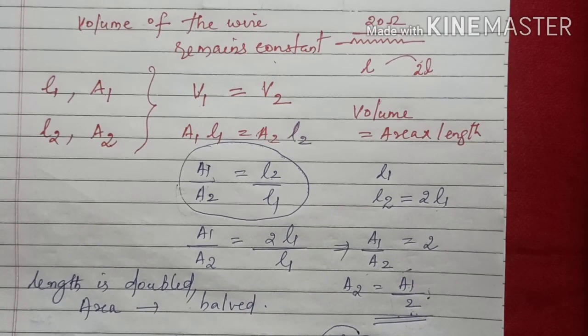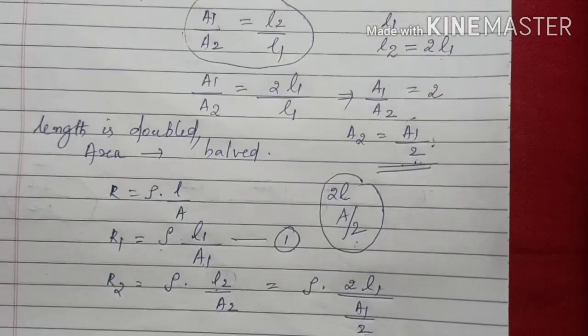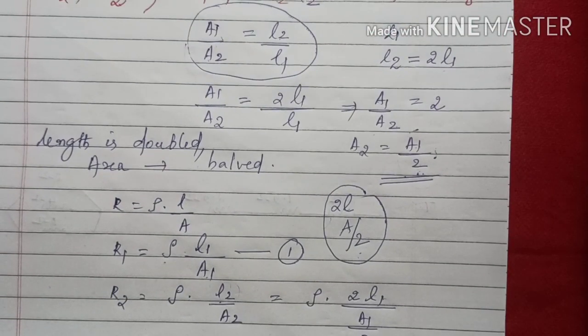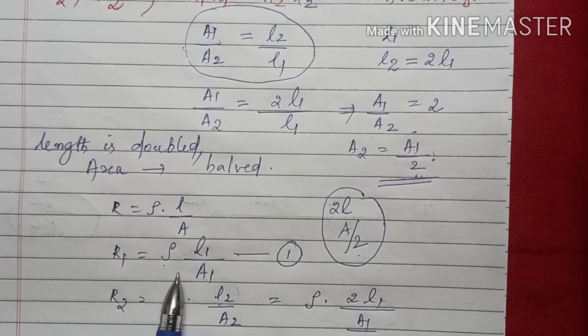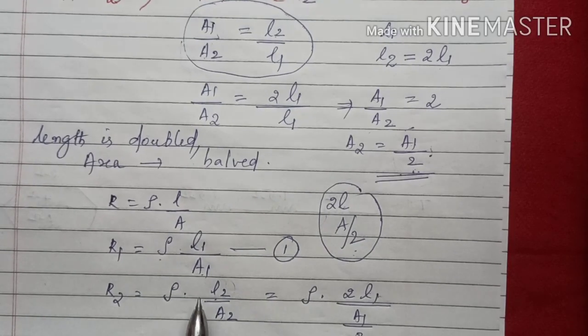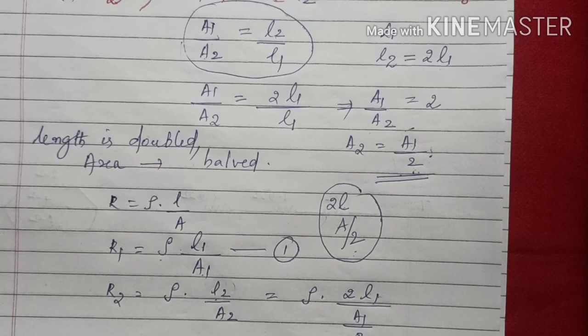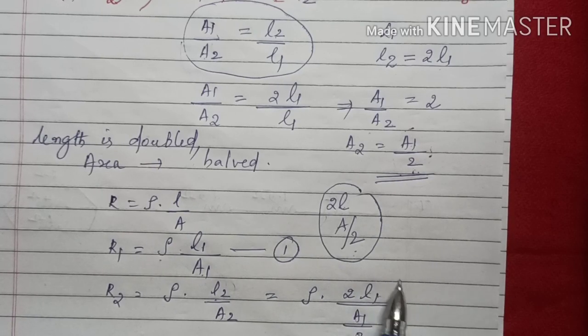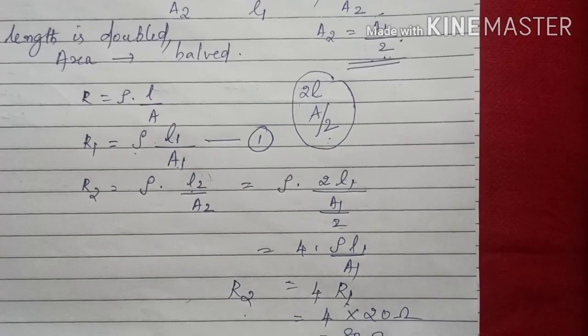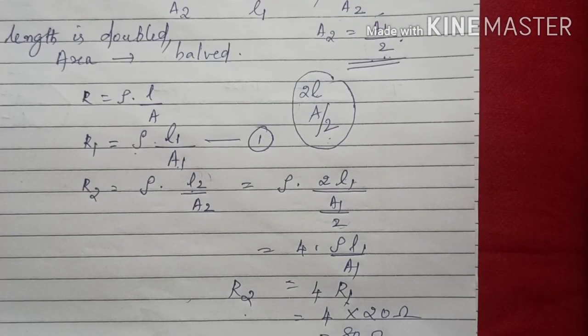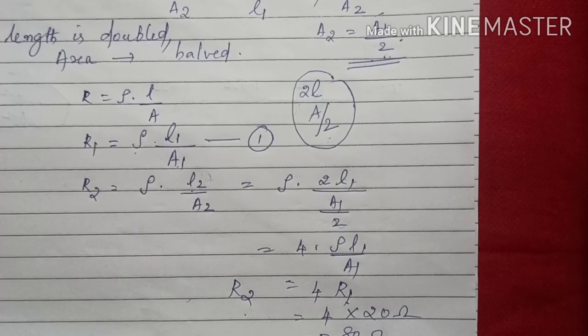Then we substituted into the equation. In the equation you have R1 equal to rho into L1 by A1 and R2 equal to again rho into L2 by A2. Instead of L2 and A2, I substituted the values in terms of L1 and A1, and finally we reached this value. This R2 is equal to 4 times R1, which is 80 ohms. Clear?